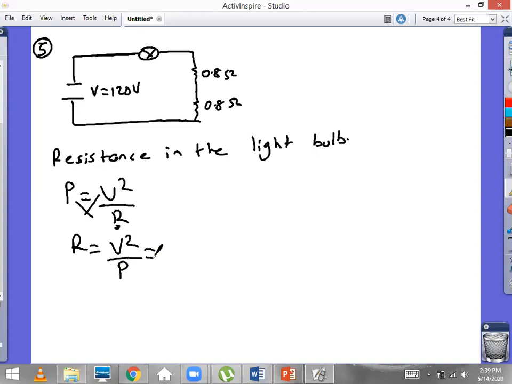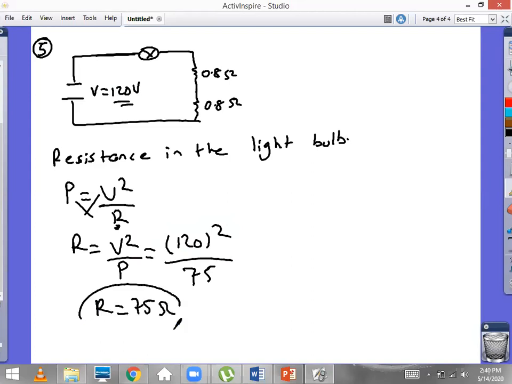Okay. What is our V square? Our V is given us 120 volt, as you see over here. So 120 square over, and the power is giving you 75 watt. Okay. So when we do this, at the end we are going to find the resistance of the bulb. So this is the resistance of the bulb. Okay, this is the first part.